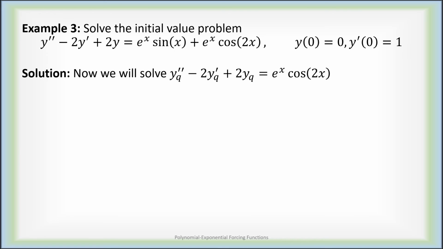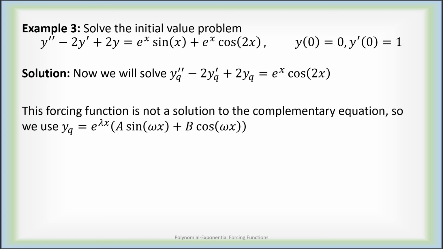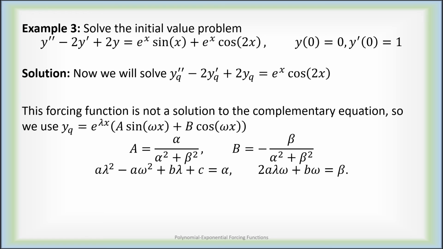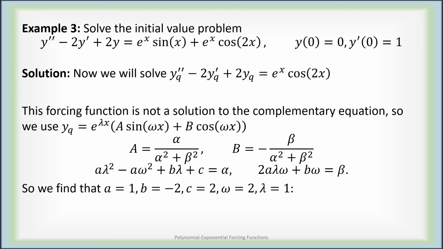Now we can try to find a yq, so that yq double prime minus 2yq prime plus 2yq equals e to the x times the cosine of 2x. Since this doesn't solve the complementary equation, we use our other formula and we set yq to be e to the lambda x times A sine omega x plus B cos omega x, where capital A and capital B are explicitly computed as such, where alpha and beta were explicitly computed as such. And we simply read out that a is 1, b is minus 2, c is positive 2, omega in this case is 2, and lambda is still 1.